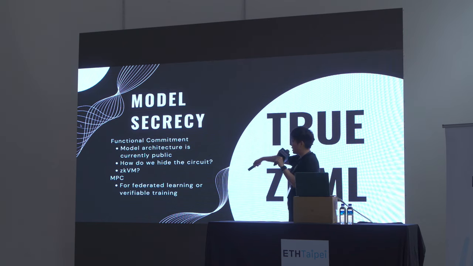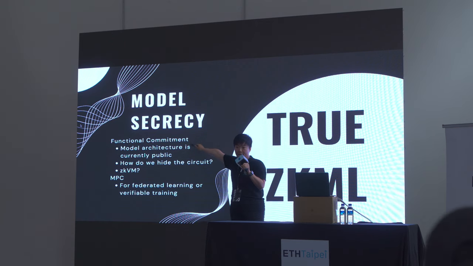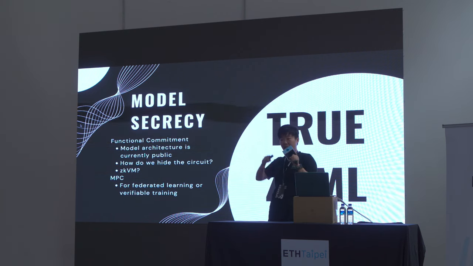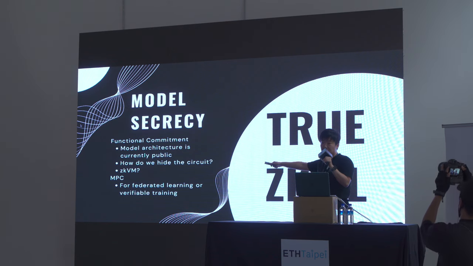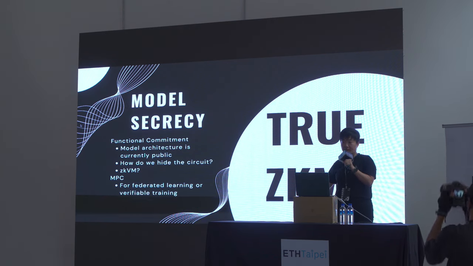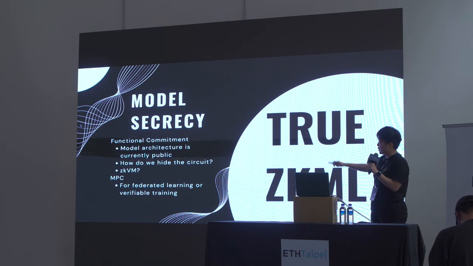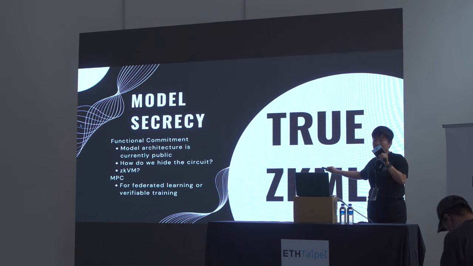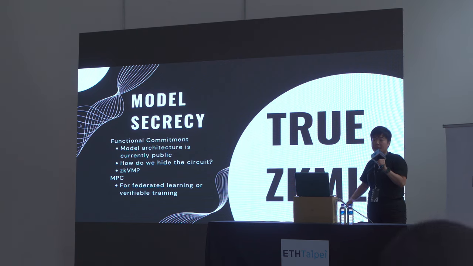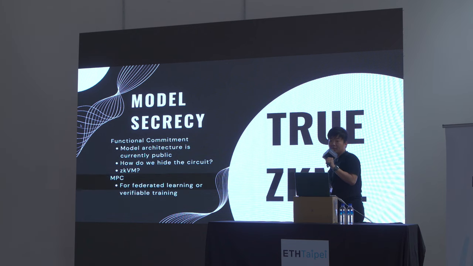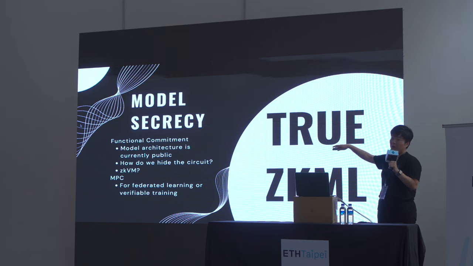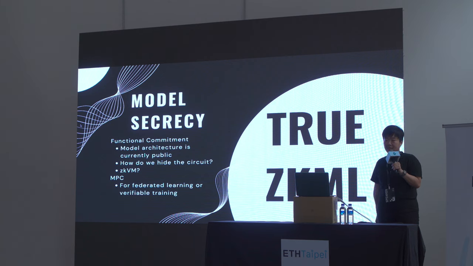The way we can do it is we need to have some form of functional commitment. That means you are able to have an ID or a hash that represents what the circuit or the function does. So how do we actually hide the circuit? There are a lot of different approaches. Perhaps one solution could be a ZKVM. Of course, there are also other studies about MPC, whether we can do federated learning and verifiable training. That's perhaps not something that can be answered by ZKML alone, but has to go with MPC or fully homomorphic encryption. So these are other areas of research as well. I think we really need model secrecy in order to achieve actual, real ZKML.